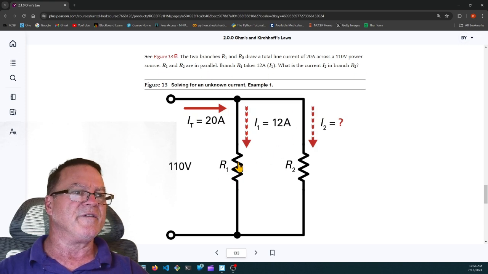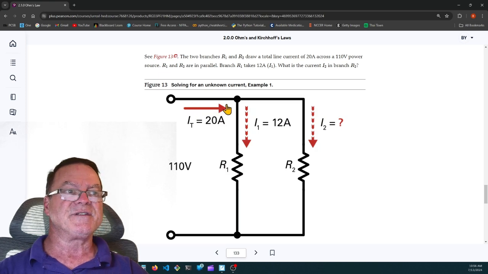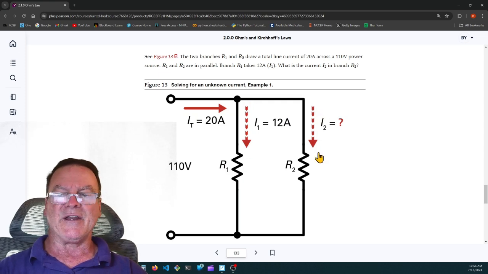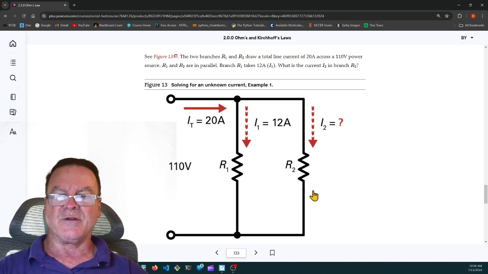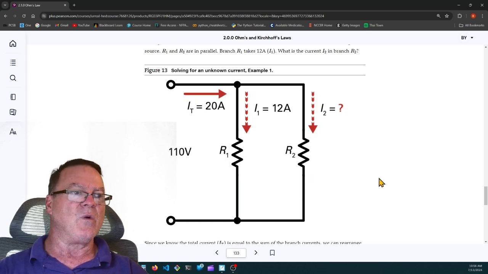They're not telling us what the values of R1 and R2 are. So if we have 20 amps, actually this is a good introduction to Kirchhoff's current law, because Kirchhoff's current law says that all of the current entering a node must equal the current leaving that node. So 20 amps comes into this node and 12 amps is going through R1. We know that we have 8 amps that has to go somewhere. So it's going through R2.